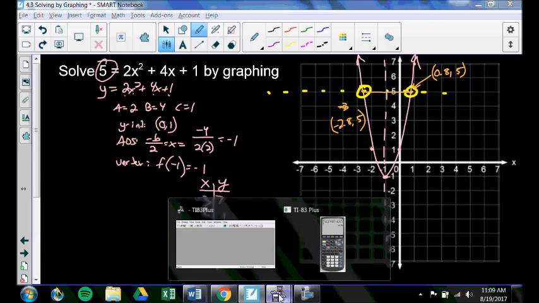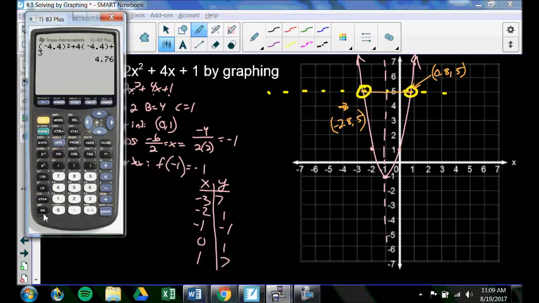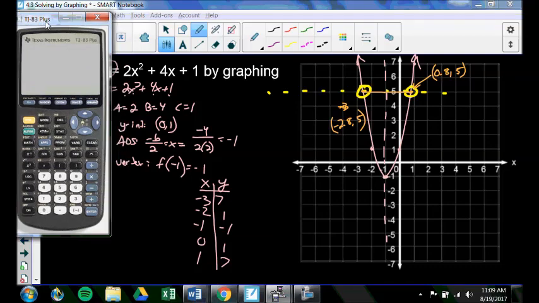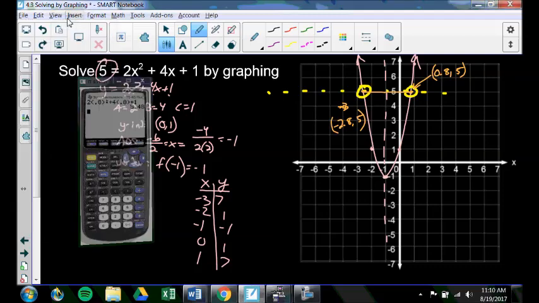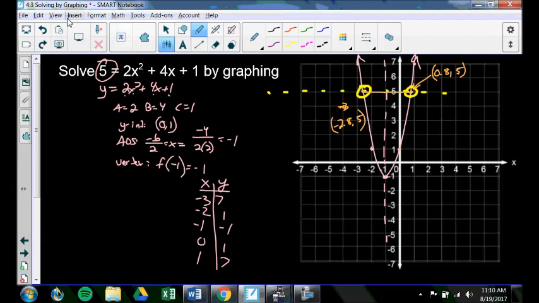And again, we could check this quite easily. I'm going to plug in positive 0.8 for x. 2 times 0.8 squared plus 4 times 0.8 plus 1. This should come out to something very close to 5. Yeah, 5.48. So 0.8 was too far. It's probably 0.7 or 0.6, somewhere in that range. But that's me solving this by graphing.